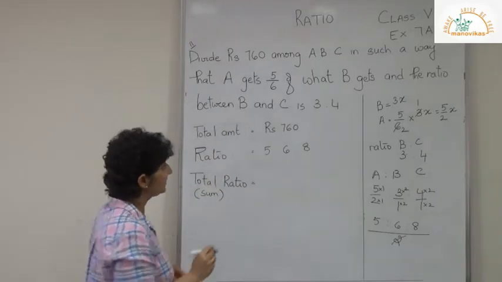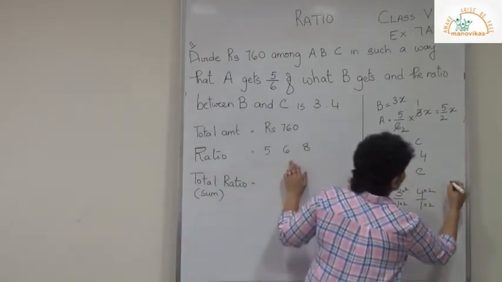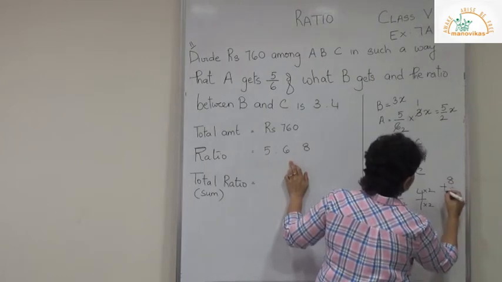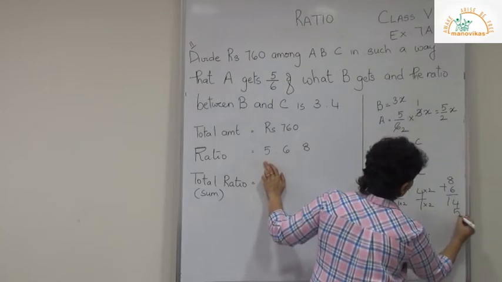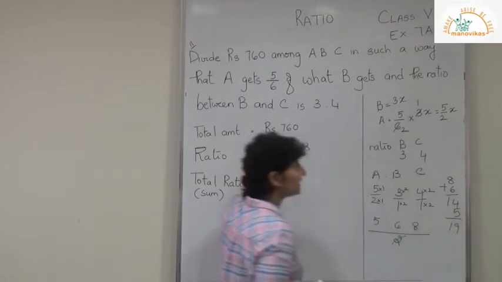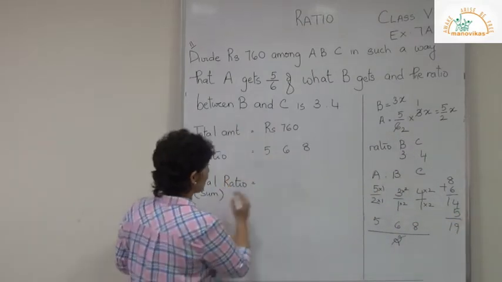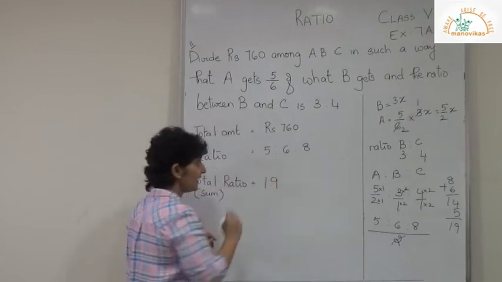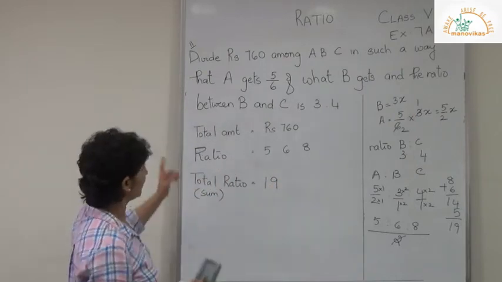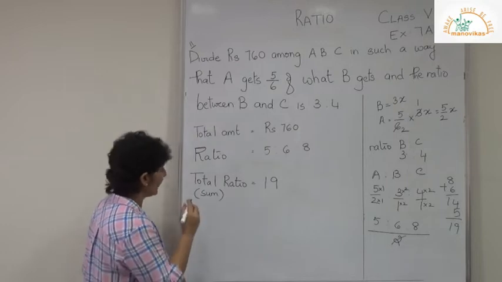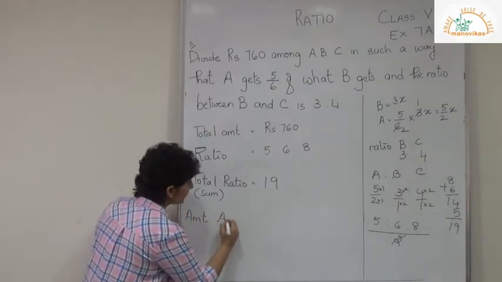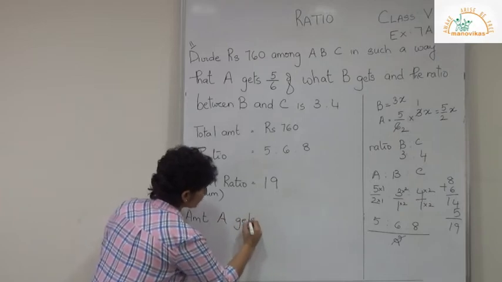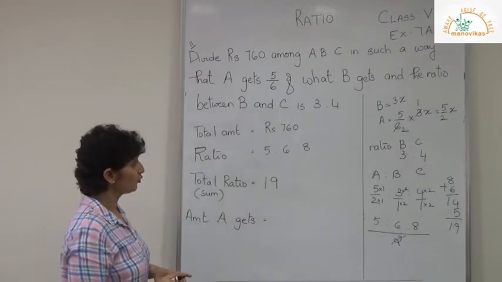So when we add, what do we get? 8 plus 6 would give me 14. 14 plus 5 would give me 19. So my total ratio is 19. Now, how much do you think A gets? The amount A gets. By now, I'm sure you know how to do it.